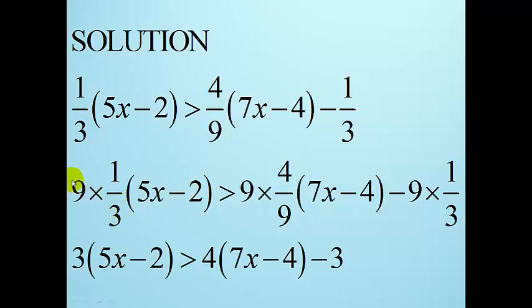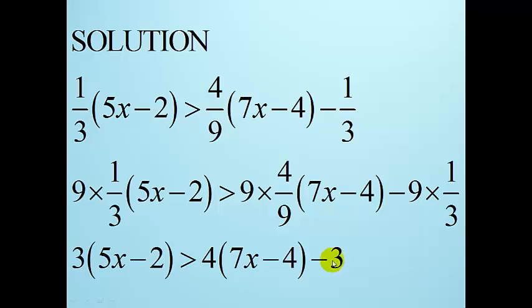Now 3 goes into 9 3 times, and 3 times 1 equals 3, so we have 3(5x - 2) greater than, 9 goes into 9 once, and 1 times 4 is 4, so we have 4(7x - 4). Minus, 3 also goes into 9 3 times, so we have minus 3. Now we have 3(5x - 2) > 4(7x - 4) - 3.